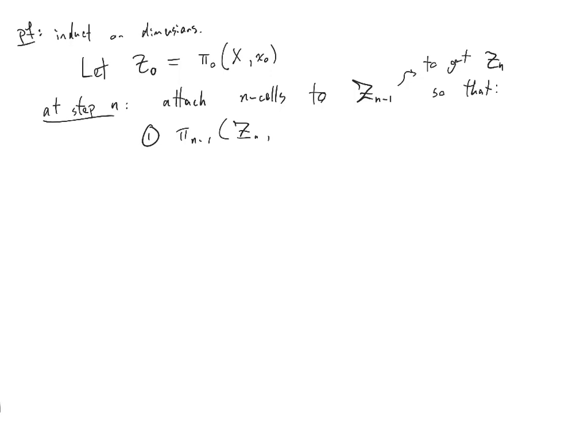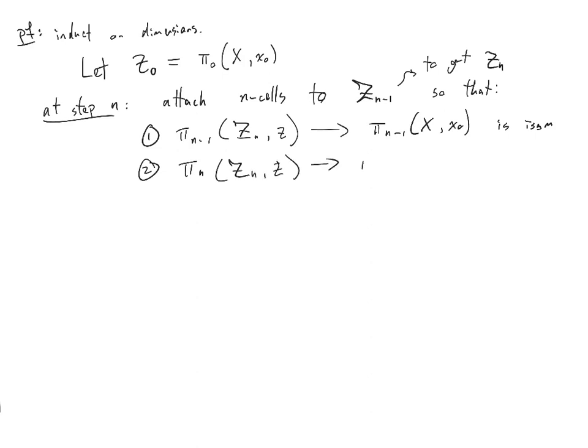So that π_n of Z_n with some chosen base point, let's just call that little z. The induced map from gluing these cells into π_{n-1} of X with our chosen base point is an isomorphism. And π_n of Z_n to X is surjective.